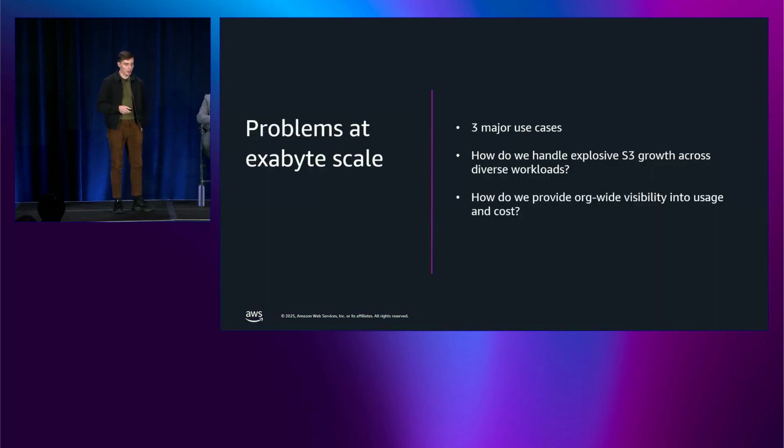So when we talk about tracking our data, let's talk about why that's difficult in the first place. We have over 2 exabytes of data stored in S3, and that's spread out across 3 major use cases: big data, media, and ML. These use cases have different access patterns. They may be accessing abstractions built on top of S3. They might be these big multi-tenant buckets where different teams own different prefix paths. So it really quickly gets quite complicated to provide org-wide visibility into usage and cost.